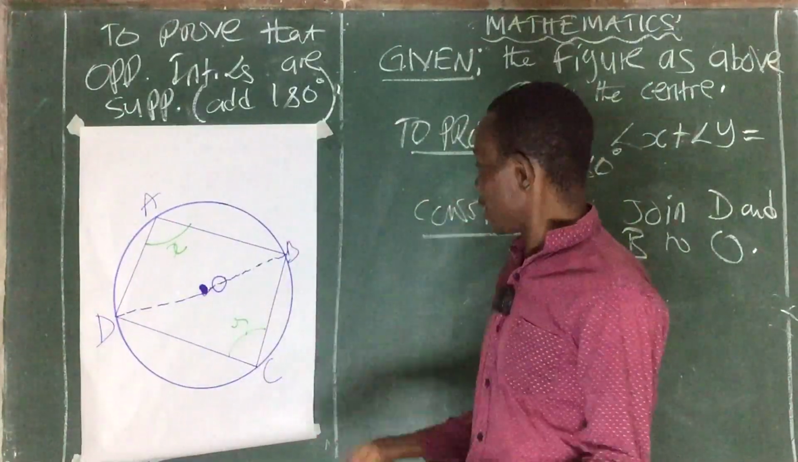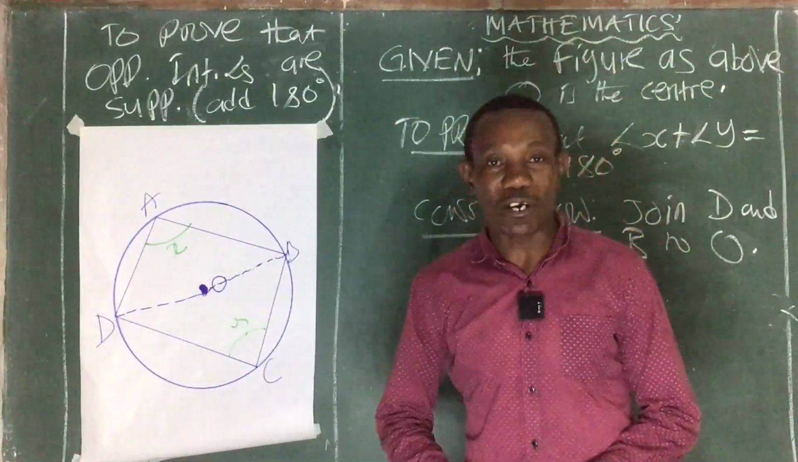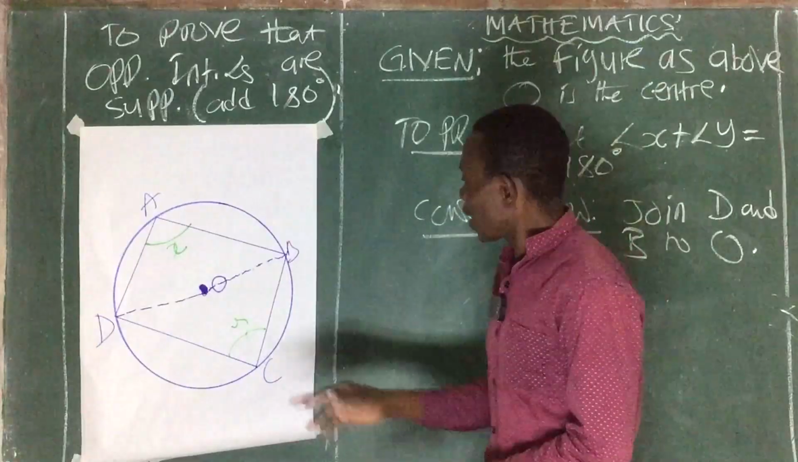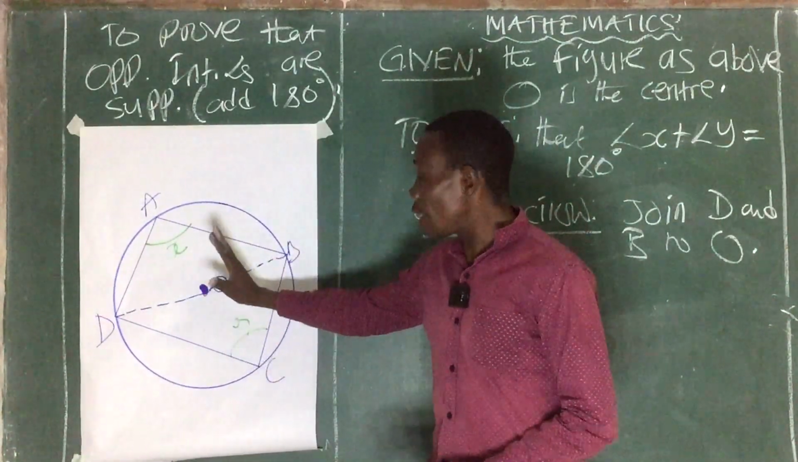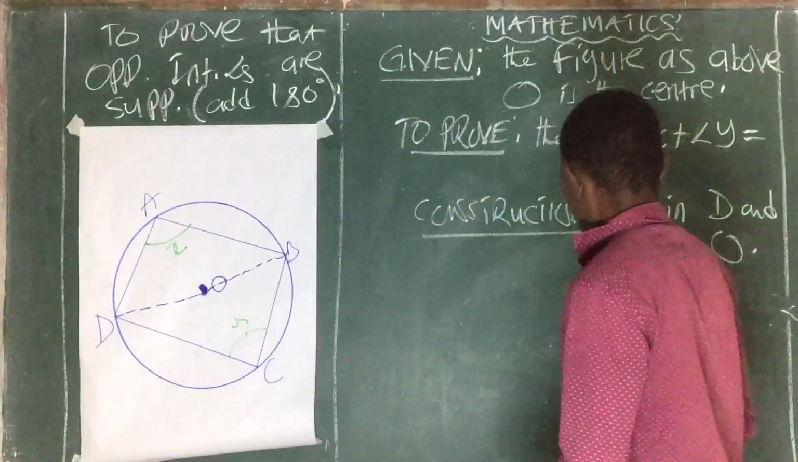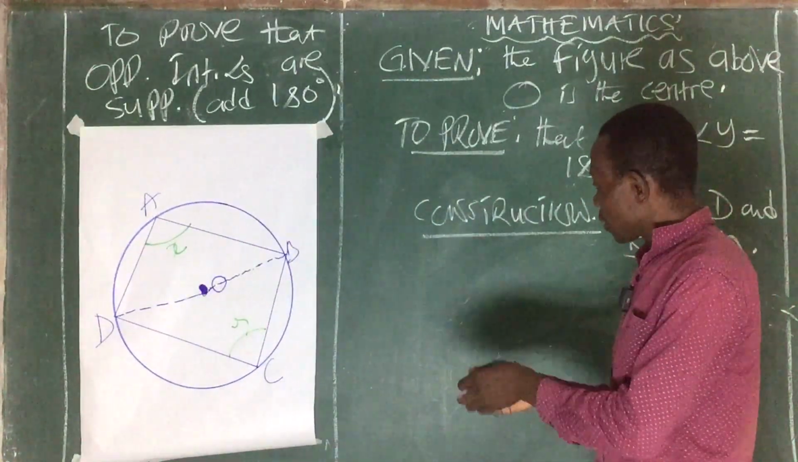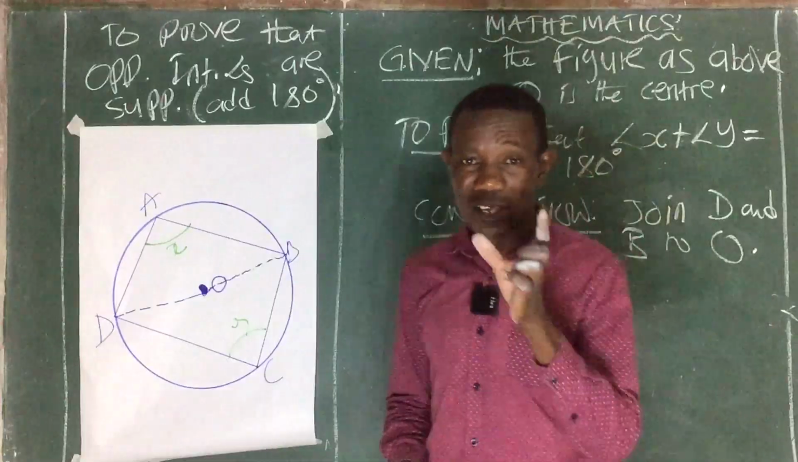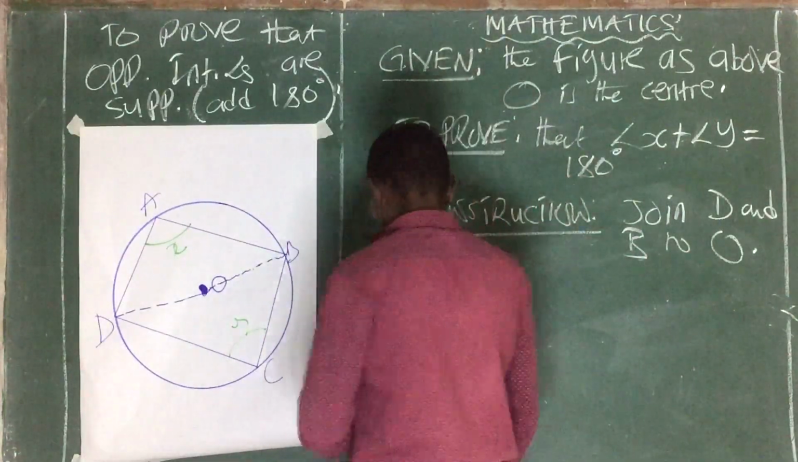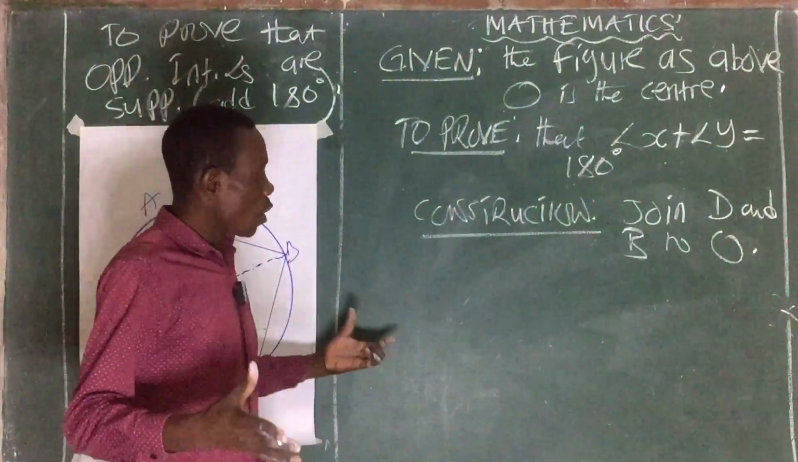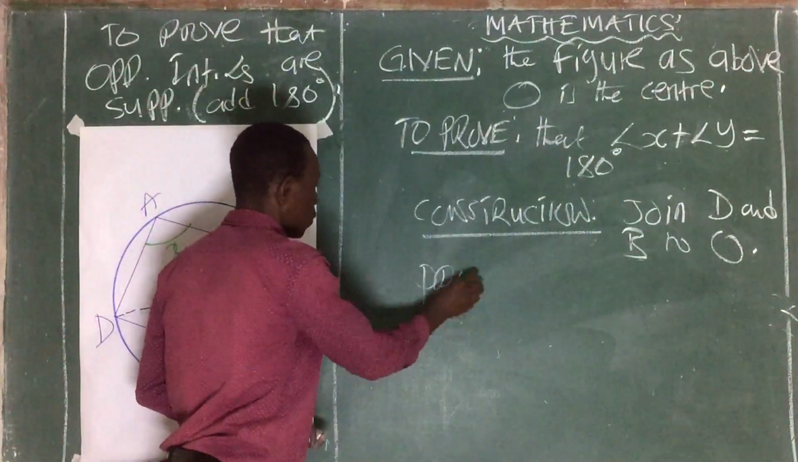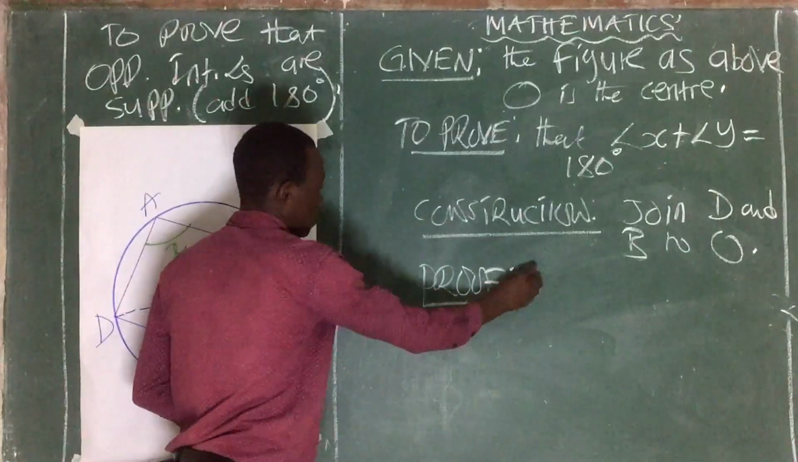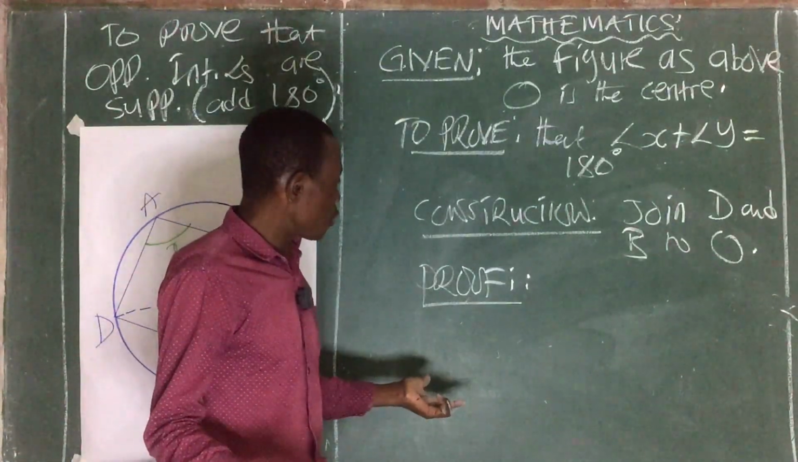So how is that one going to help us? To show that this one plus that one is 180 degrees. Whatever you're going to explain by that, you have to write it at the last stage. And this stage is about the proof itself. A proof is this one, so you write it down here to say proof.